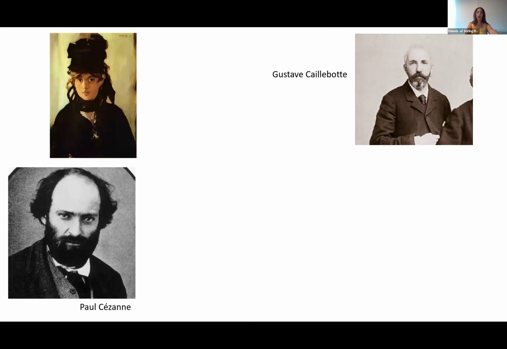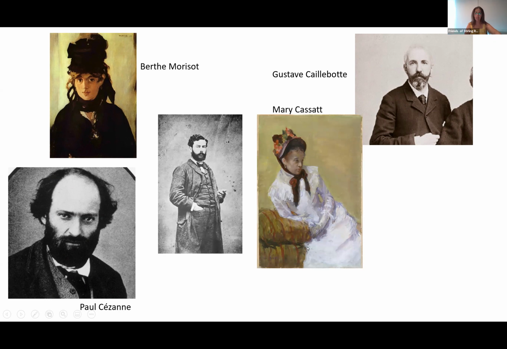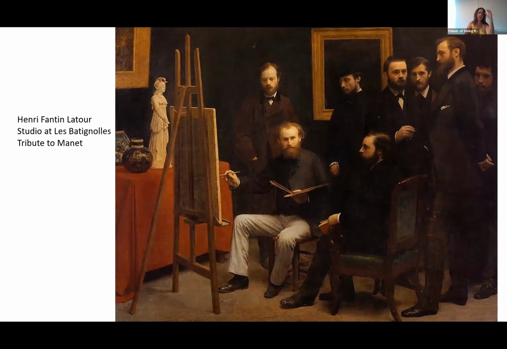So here we have other artists, women artists like Berthe Morisot, and also Mary Cassatt, others as well. I'm not mentioning all of them, by the way. Alfred Sisley, probably less known, and also Armand Guillaumin. Others were exhibiting with the Impressionists as well, but these are probably the best known.